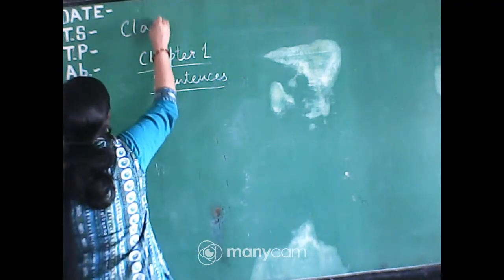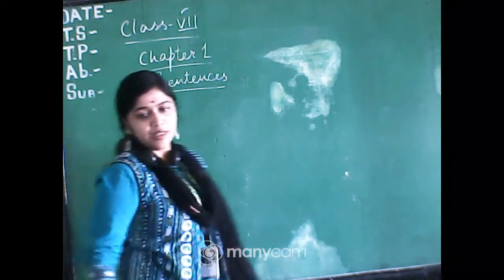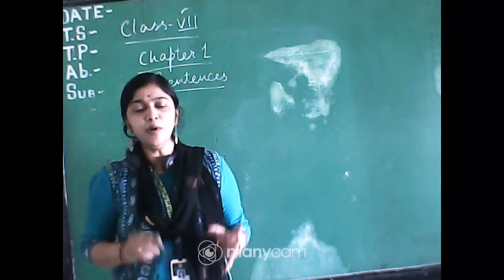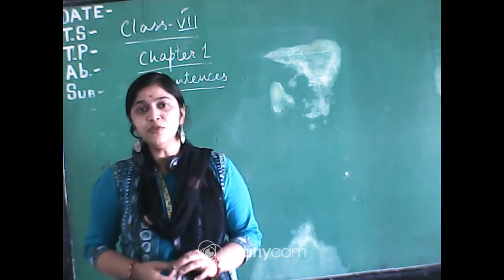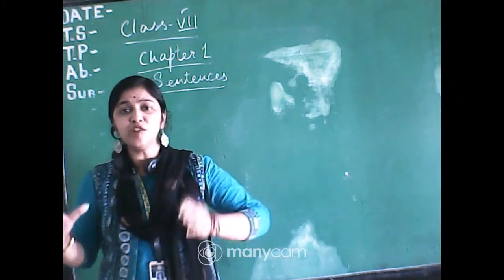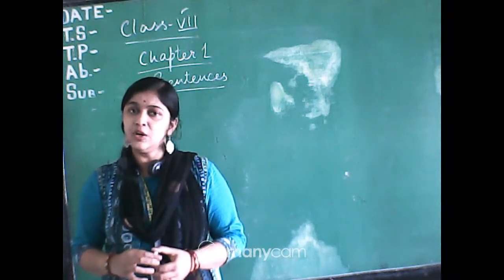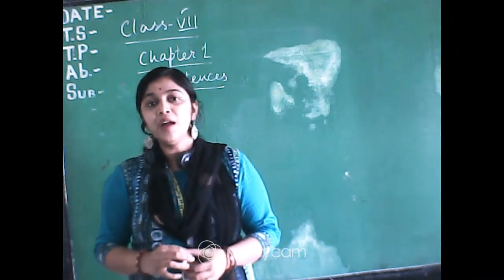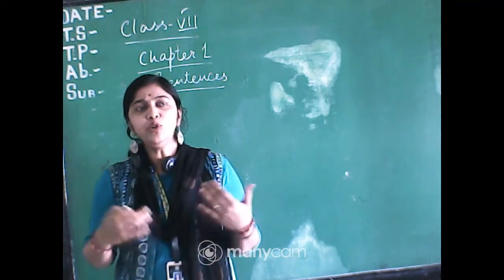What is a sentence? In its simplest form, a sentence is a group of words which makes a complete sense. A sentence is generally structurally divided into two parts, subject and predicate. Now, the next part that we have is how to write a proper sentence.